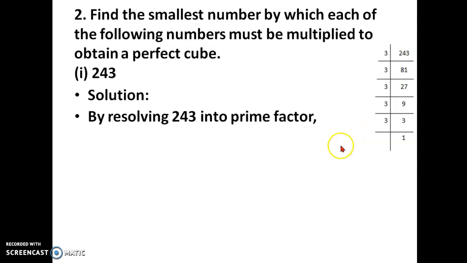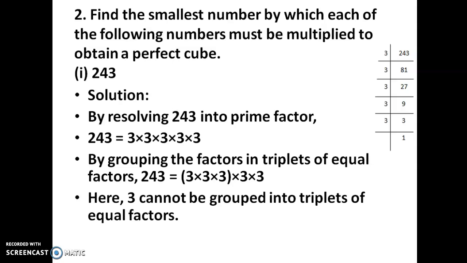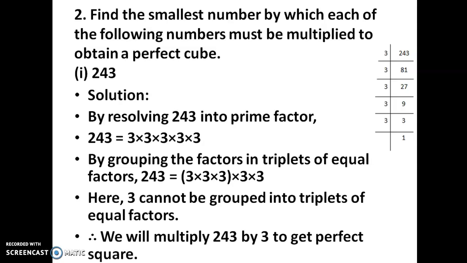So you have 3 into 3 into 3 and 3 into 3. You have one triplet, and one more is left without one factor. If you multiply one more 3 here, then you will get one more triplet. Is it not? So 3s cannot be grouped into a triplet of equal factors. So we will multiply 243 by 3 to get a perfect cube. This number should be multiplied by 3 to get a perfect cube.